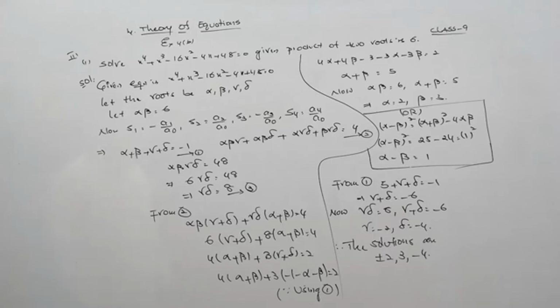So x power 4 plus x cube minus 16x square minus 4x plus 48 is equal to 0.